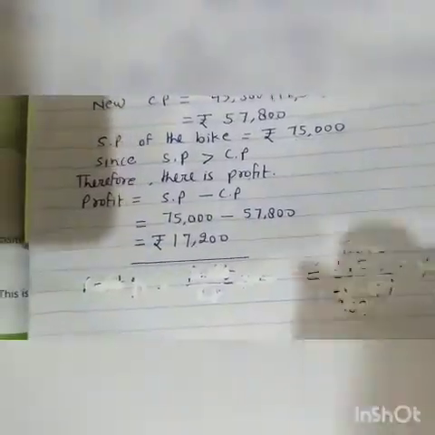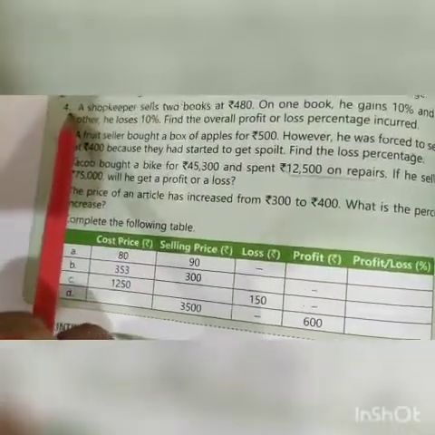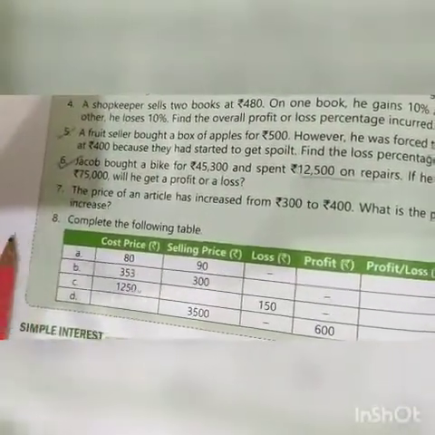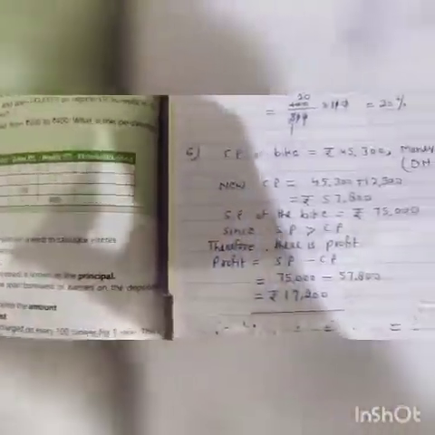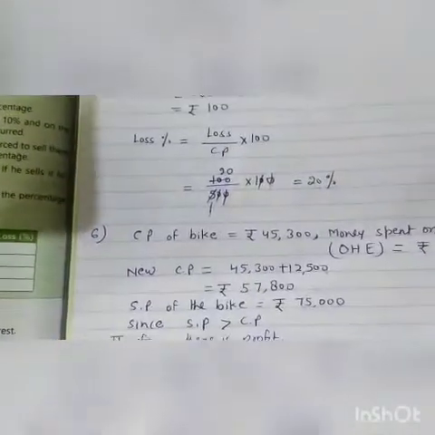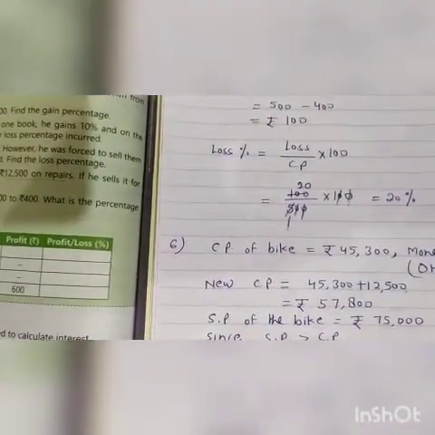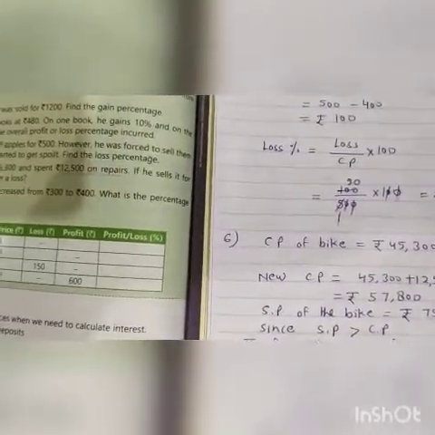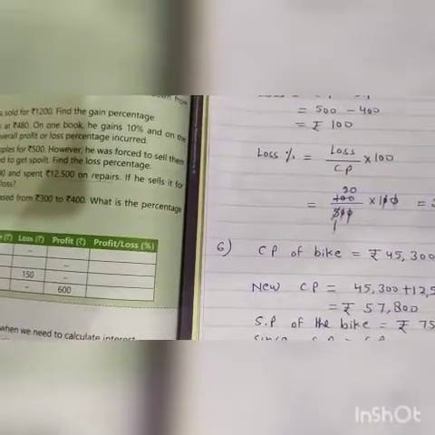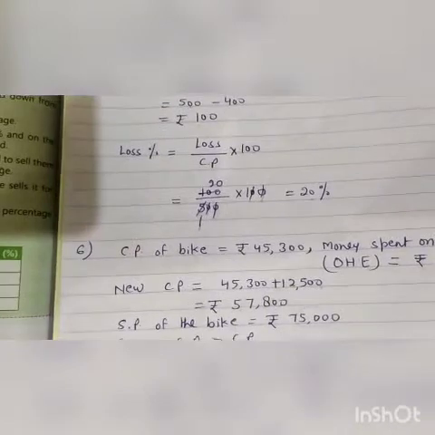So students, today we will do up to here only. In the next class, we will complete this exercise. Question number 4, question number 7 and 8. 3 questions left. We will complete them in the next class. I hope all the sums, all the concepts will be clear to you about profit and loss. Still, if you have any difficulty or any problem, you can ask me.